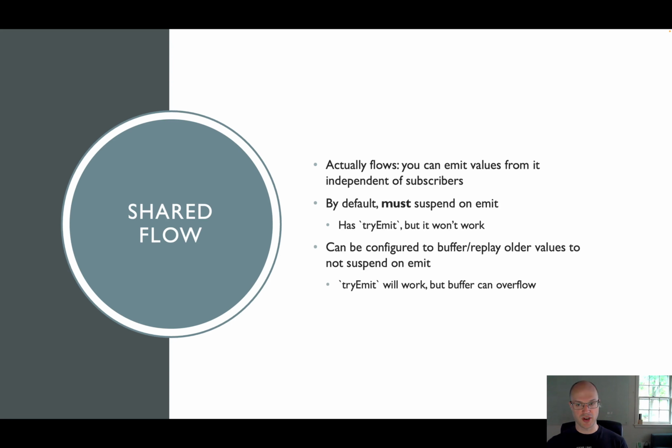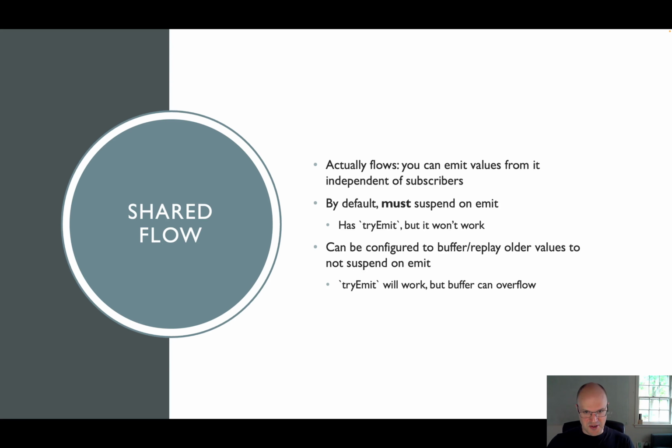Basically, you have to dig into the more advanced values. You can configure a shared flow to have a buffer, to explicitly say, I'm giving you such and such storage space so that you can hold on to a few values independently of someone actually coming along to subscribe and collect those from me. Then tryEmit can work if you're using a buffer. You can also have the option to replay, so if a subscriber shows up late, you can catch them up a little bit.